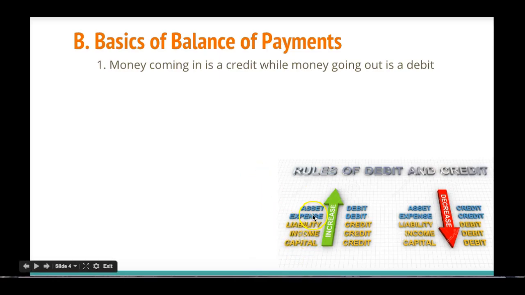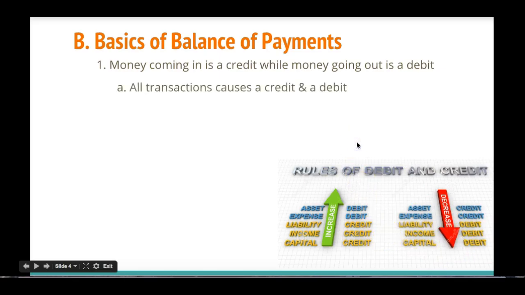So, rules of debits and credits, and this is kind of a general graphic. It's saying that anytime assets increase, so you're buying an asset, it's a debit. Anytime expenses increase, that's also a debit. Anytime liabilities increase, that means that somebody owes you, that's a credit. Anytime your income increases, that's also a credit. It's money coming in. Anytime you have capital coming in, for example, financing for businesses, that's also a credit. And then on this side, it's going to be basically the opposite. All of these things are repeated. They're just decreasing rather than increasing.